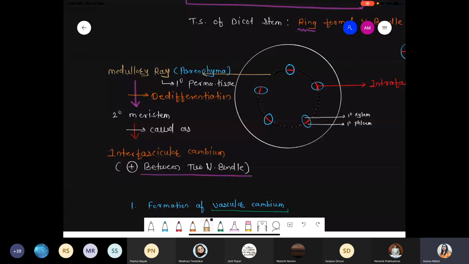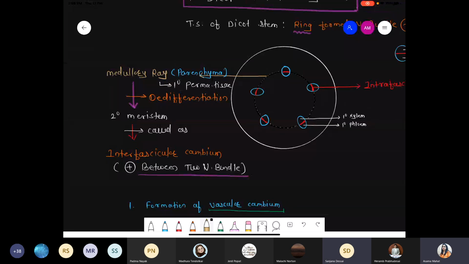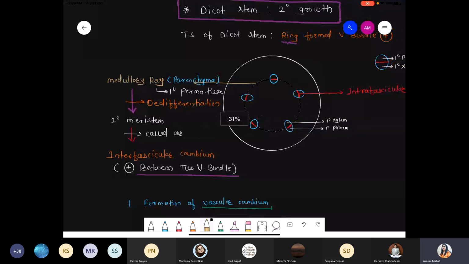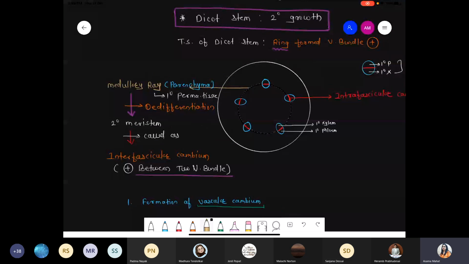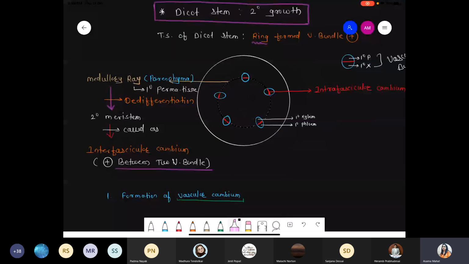What is the meaning of inter? Because they are present between two vascular bundles. Between two, that's why we are using the word inter. Got it? So these are the two important parameters. Number one, intrafascicular cambium. Another one, interfascicular cambium. Done?